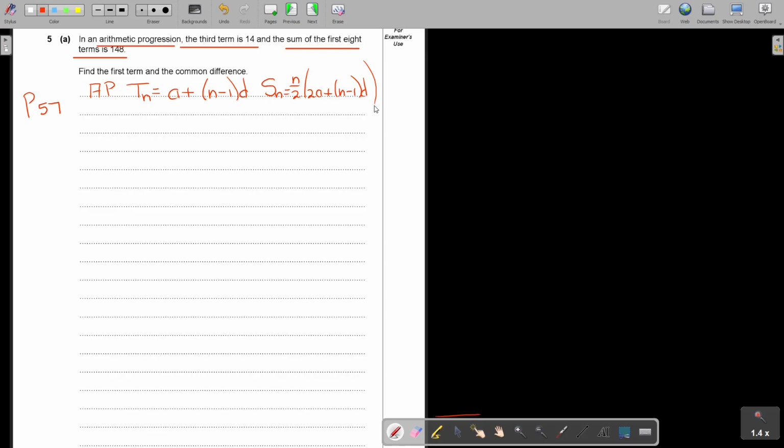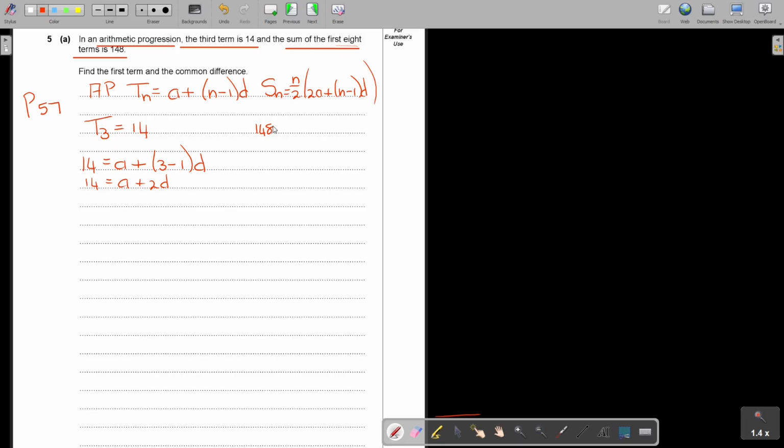Okay, that is basic, but I actually prefer sometimes to put it in front, doesn't matter. I'm going to start by saying the third term, so T3 is equal to 14. So 14, because that's the term, equals A plus (3 minus 1) D. And I can simplify this as 14 equals A plus 2D. And now this one is the sum of 8 terms, so S8.